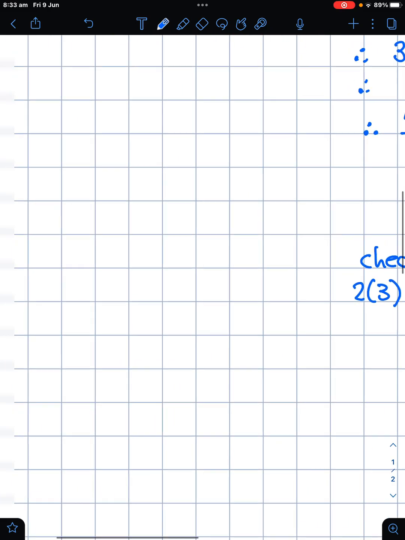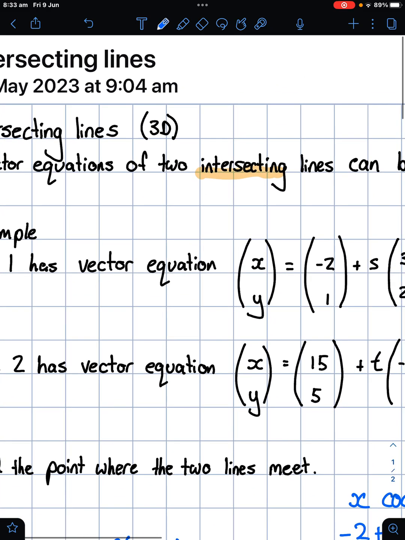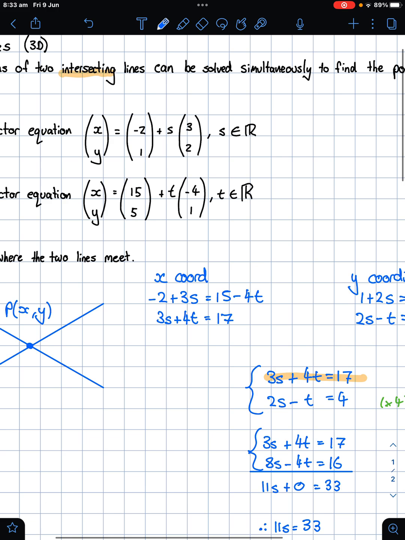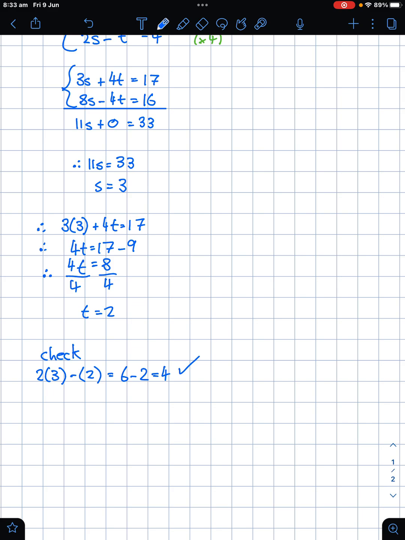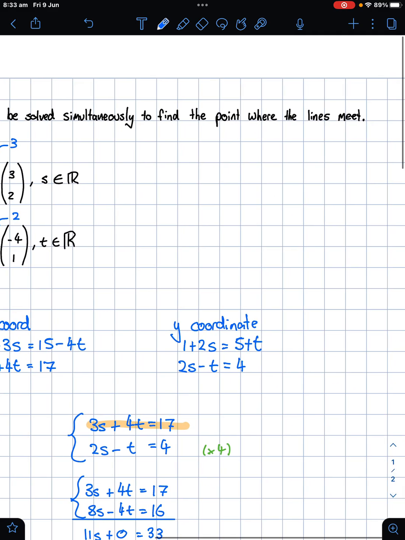That's a check. Now, the other way we would check these here is we've now got an s value. So if in our graphics calculator we put s equals 3 and t equals 2, these should bring up the same coordinates on both. And you can do them in your graphics calculator quite easily.